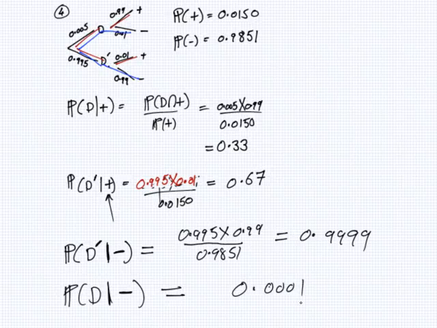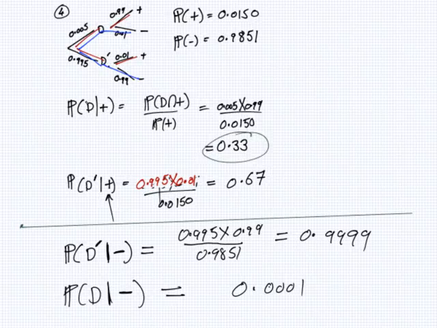So let's compare the two different situations that we have. In the top two situations, the person, what did they get on their test? A positive or negative? Positive. They got a positive test result. There's a 33% chance they're a drug user and a 67% chance that they're not a drug user.